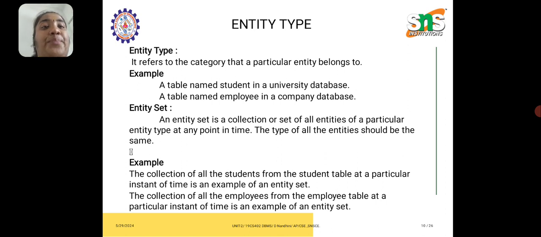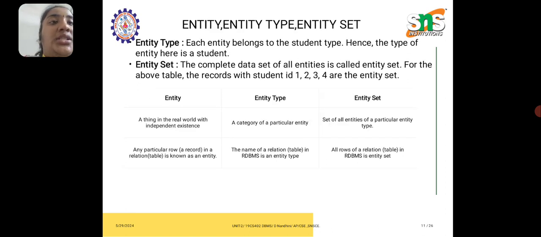Next is an entity set. An entity set is a collection of all entities of a particular entity type at any point in time. For example, the collection of all the students from the student table at a particular instant of time is an example of an entity set. The collection of all the employees from the employee table at a particular instance of time is an example of an entity set. Next one, entity type and entity set.